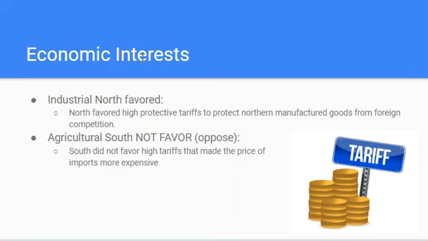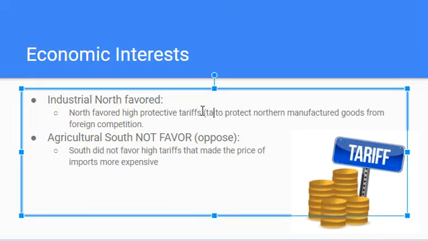And as far as economic interest, the industrial North favored high protective tariffs. Okay, and if you remember, tariffs are taxes to protect northern manufactured goods from foreign competition. So if we ever got anything from England or if we bought something from China, they wanted us to put taxes on it so people would buy stuff from the north instead of buying stuff from the south. And the agricultural South was not in favor of this. They did not favor high tariffs that made the price of imports more expensive.